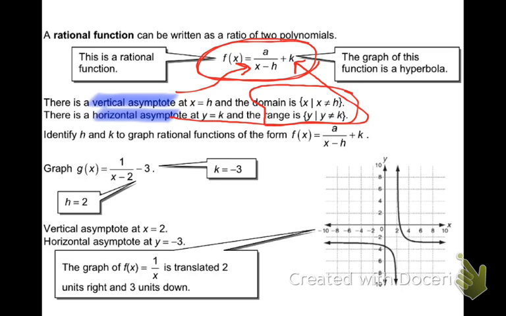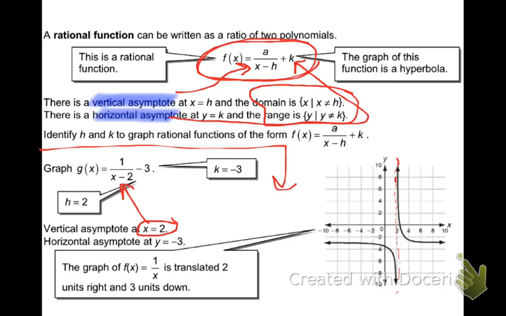For instance, here they give us an example. I have a vertical asymptote at x equals 2. Why is it x equals 2? Because 2 minus 2 gets me 0, and I cannot have 0 in the denominator. Does everybody understand that? That gets my vertical asymptote. So if you look here, there's like an imaginary line right there that those graphs will not intersect.